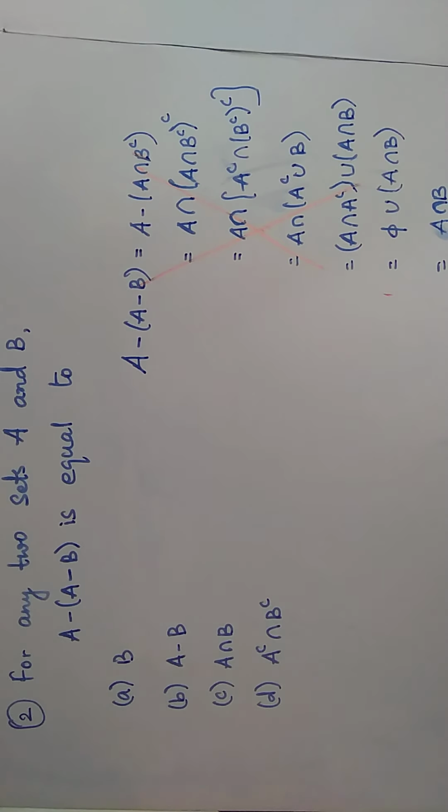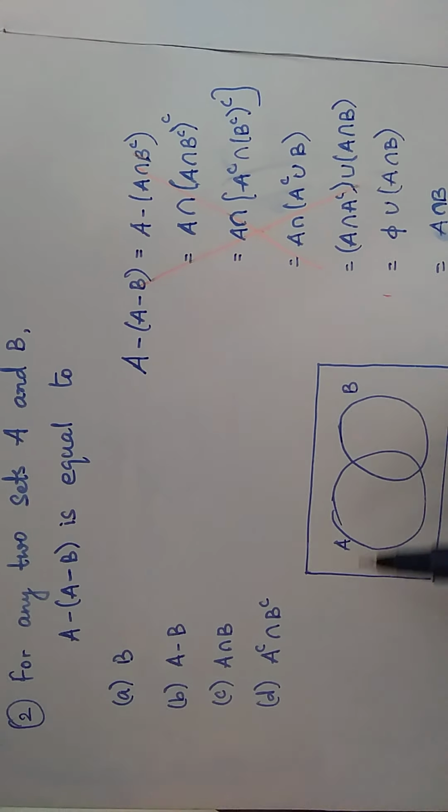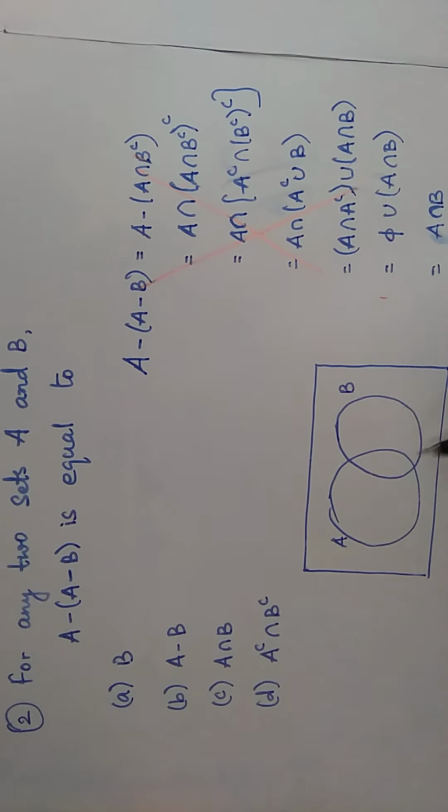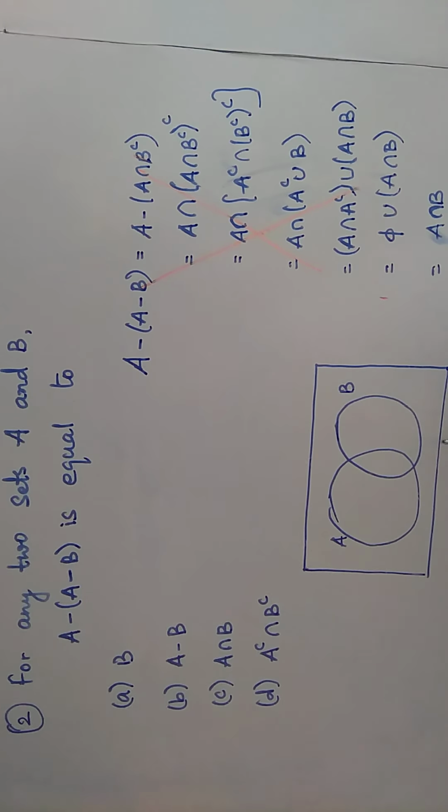Let us write the Venn diagram of A and B. This is how it looks like. The first circle represents the set A and the second circle represents the set B, and the region where they are overlapping is A intersection B.